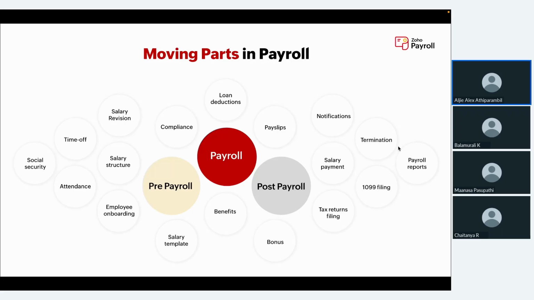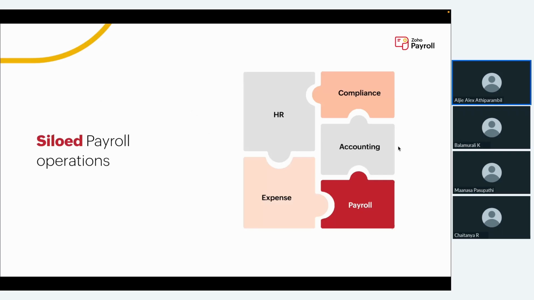In fact, the simple salary credited message which you receive on a payday is a result of more than 20 coordinated actions across departments and systems. And this complexity brings us to an important truth, which is payroll operations can never be siloed. Payroll doesn't live in isolation. It sits right at the intersection of HR and finance. When payroll is siloed, you don't just lose efficiency, you increase the compliance risks.